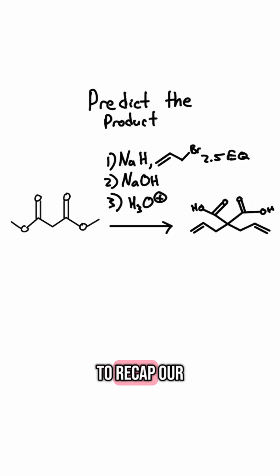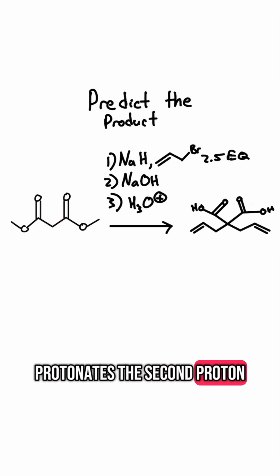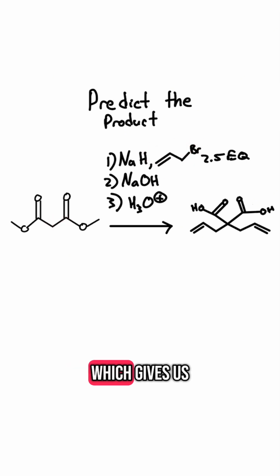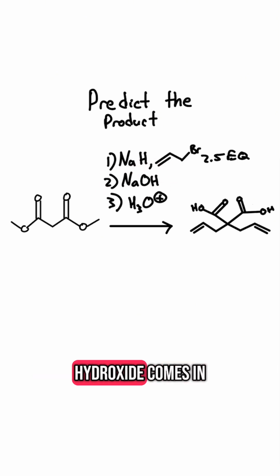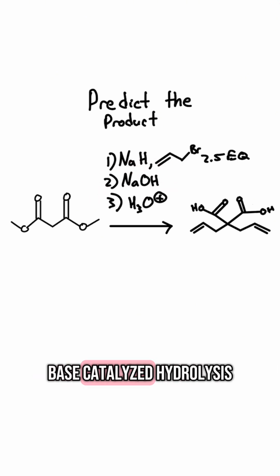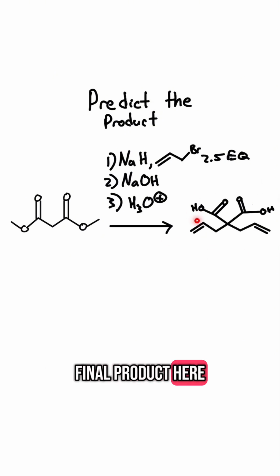To recap, I'll predict the product of this reaction right here. We have our dimethylmalonate. For our first step, we have sodium hydride, which deprotonates at this alpha position here. We undergo an SN2 reaction with this allyl bromide, but there is 2.5 equivalents, so it's in excess. So the sodium hydride deprotonates the second proton. We undergo a second SN2 reaction, which gives us our intermediate diester diene. And then sodium hydroxide comes in and induces a base-catalyzed hydrolysis, which is then converted to the final product here, this diacid diene, through an acidic workup.